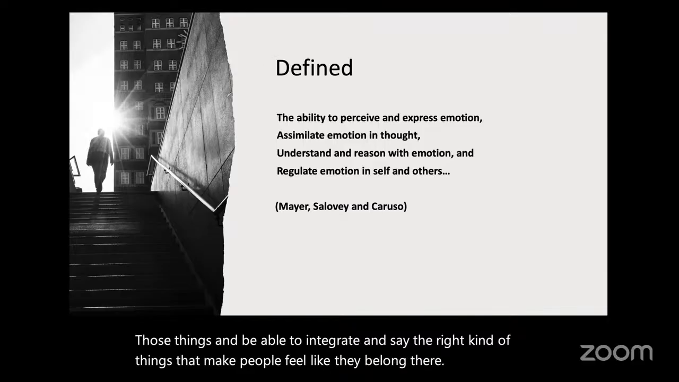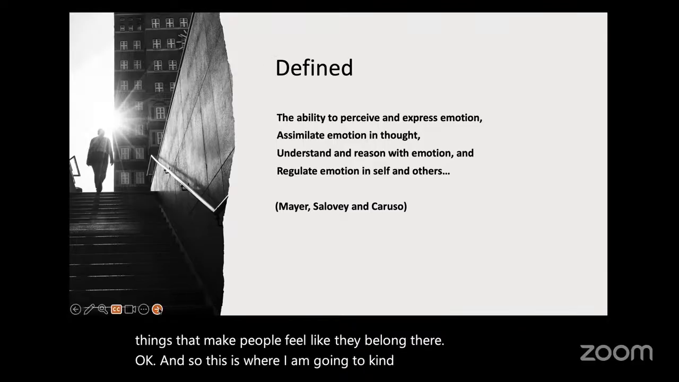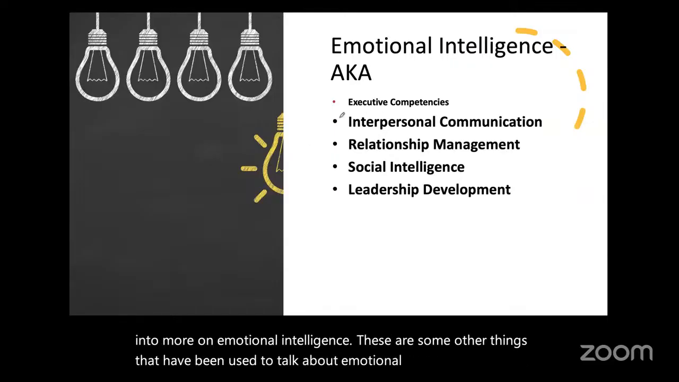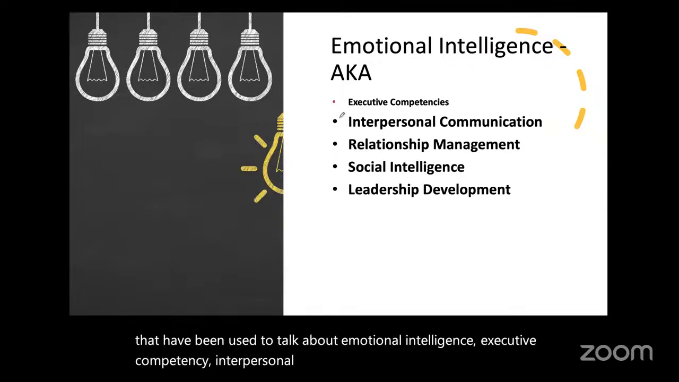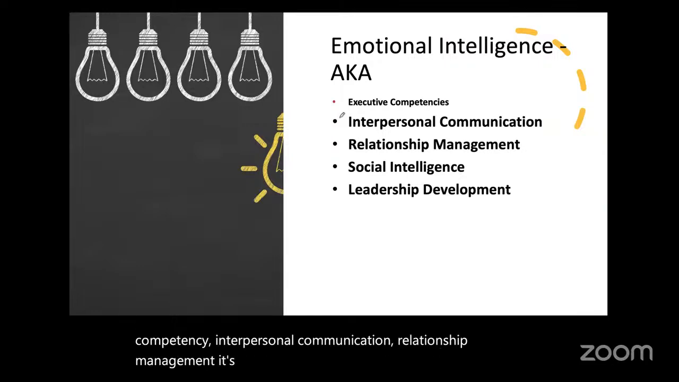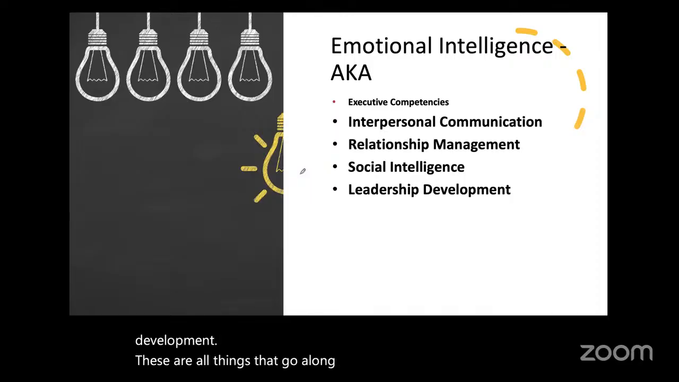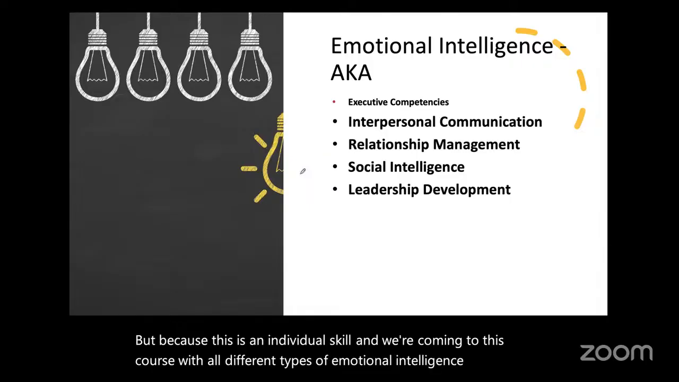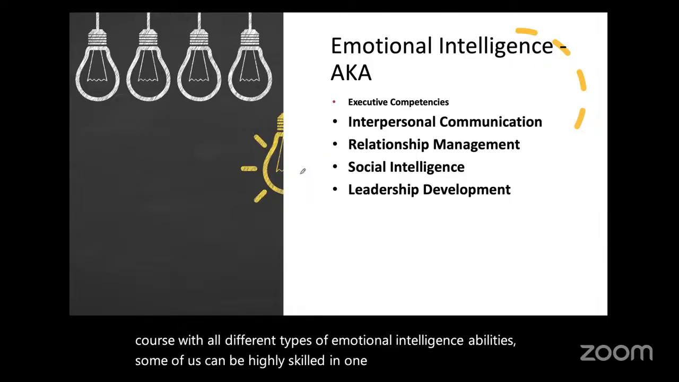And so this is where I am going to kind of stop and we'll get into more on emotional intelligence. These are some other things that have been used to talk about emotional intelligence: executive competency, interpersonal communication, relationship management. It's also been called social intelligence, leadership development. These are all things that go along with emotional intelligence. But because this is an individual skill and we're coming to this course with all different types of emotional intelligence abilities, some of us can be highly skilled in one area and some of us in others.